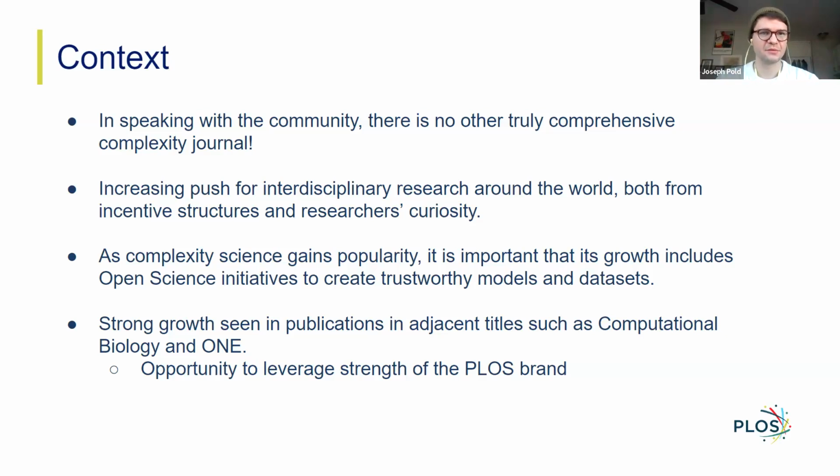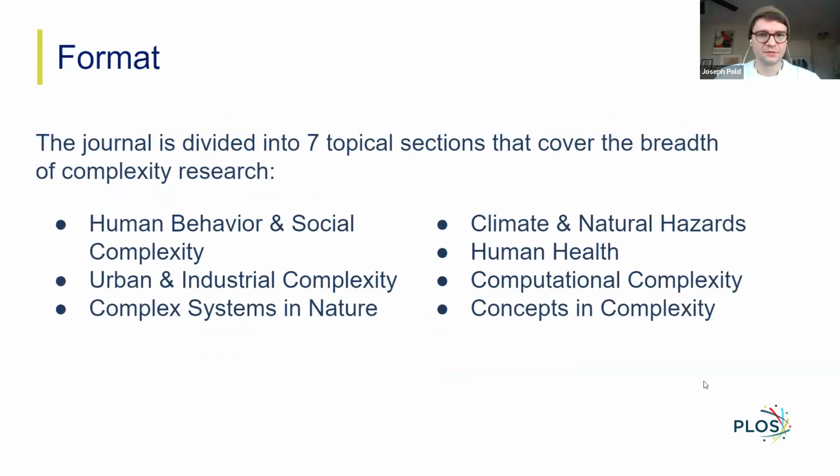Next slide. I think that's me. Beyond the sections, I just wanted to leave these up for a second. These are all available on the website, but just so you can see the breadth of topics that we're covering in the journal. So: urban and behavioral social complexity; urban and industrial complexity, like economics and design; complex systems in nature, climate, natural hazards, human health; computational complexity, which is model building; and concepts in complexity, which is underpinning physics and applied math concepts: stochasticity, self-organizing behavior, synchronization, that kind of stuff.